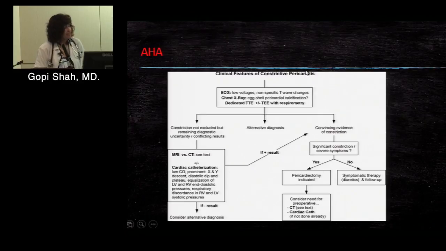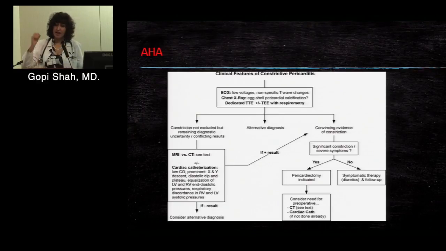So, if it is constriction, you have your characteristic EKG findings, chest X-ray, you look for the eggshell pericardial calcification. You have good clinical evidence on echo with respirometer, and then the patient has symptoms, you don't need any more studies.